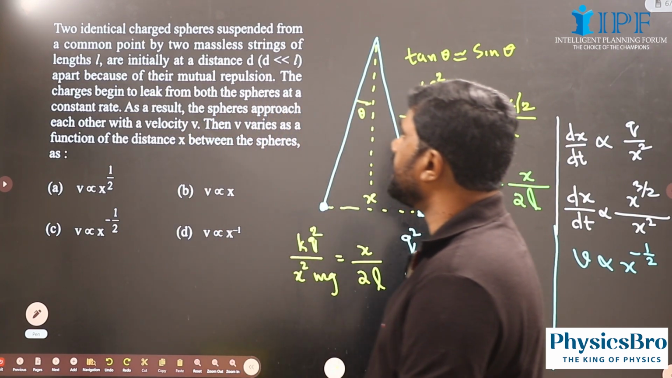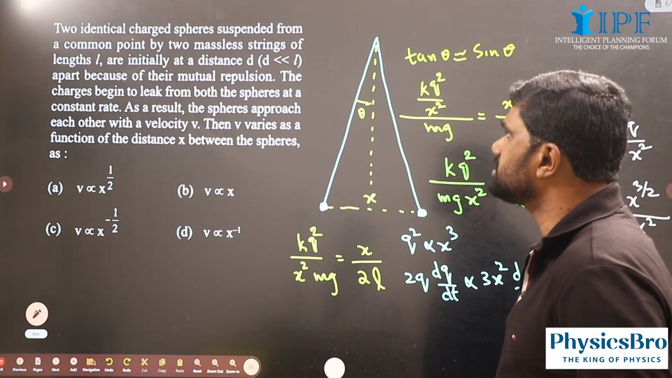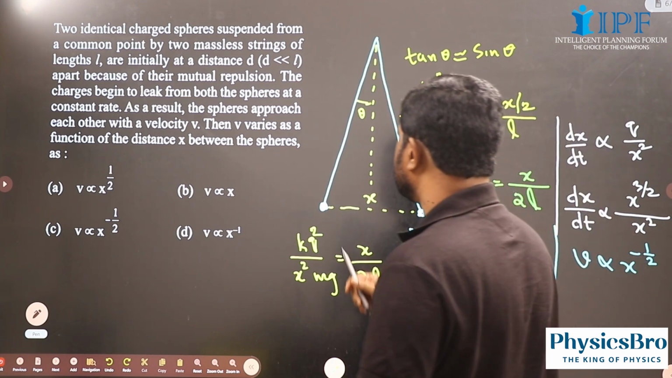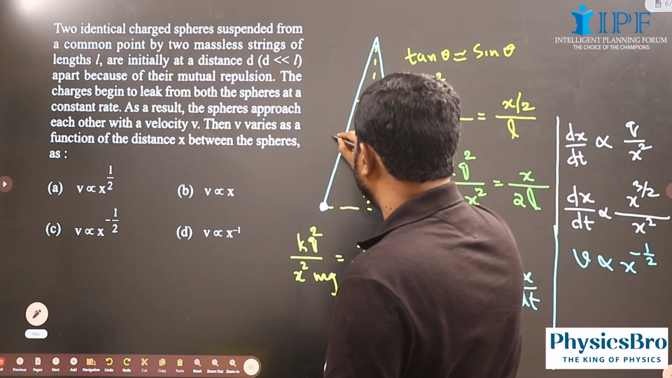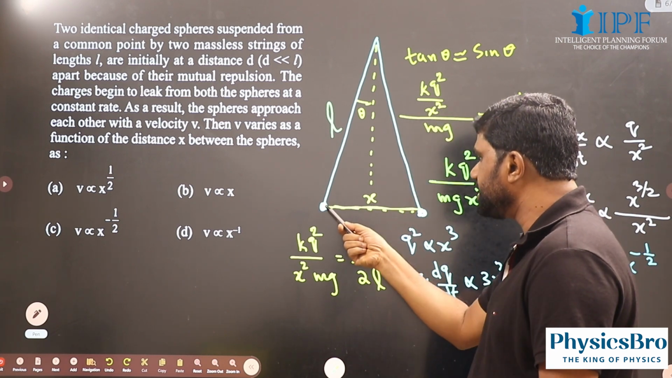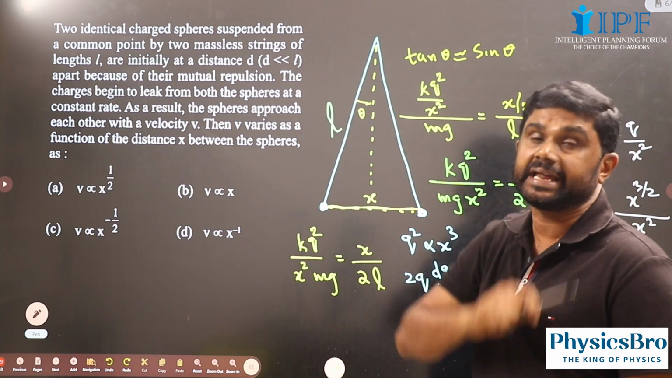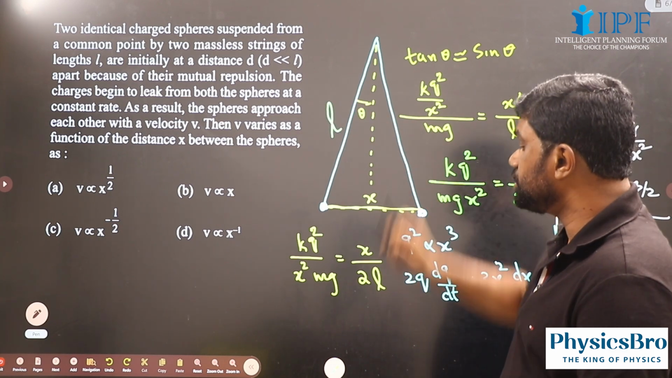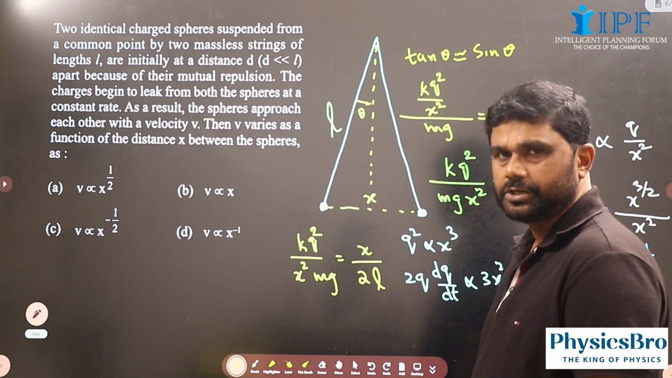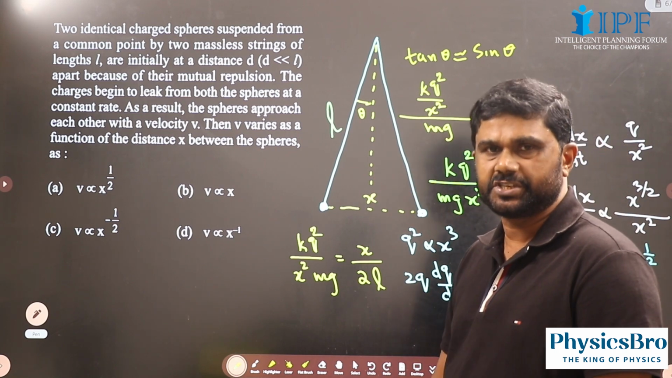Next, two identical charged spheres are suspended from a common point by two massless strings of length L. This is length L, and this separation is small d, which is much smaller than L. Or this L is much longer than the separation small d. What does it mean? This theta will be very small.